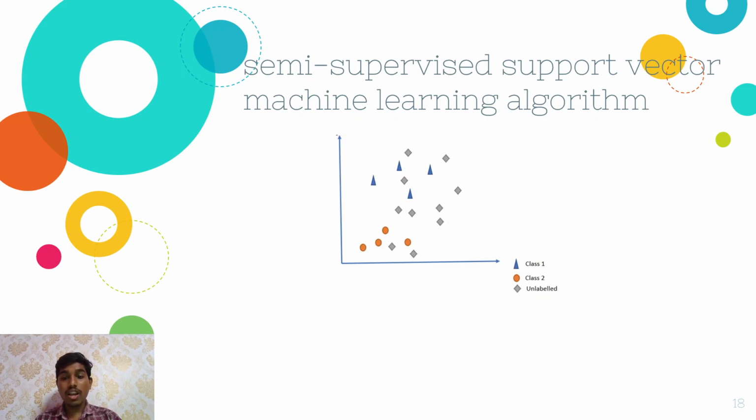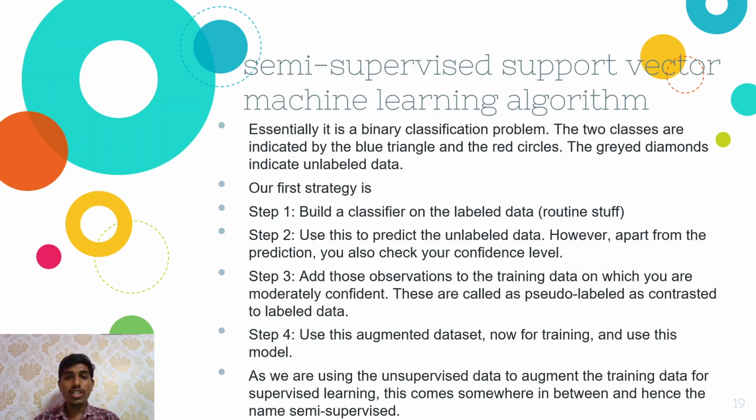This is a graph which shows the type of data that we are taking as an example. The rhombus-shaped gray data points represent the unlabeled data, while the others are labeled data with two classes. Essentially, it is a binary classification problem. The two classes are indicated by the blue triangles and the red circles. The gray diamonds indicate unlabeled data.